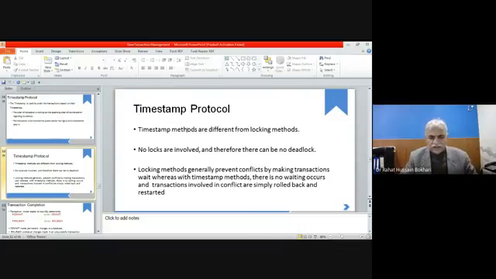For example, a person is looking to change the data, and the same data is acquired by another transaction, and both are waiting on that. They are stuck, and none of them is able to go ahead with the transaction they are looking for. So there is a deadlock. When there is timestamping, no such deadlock occurs. Locking methods generally prevent conflicts by making transactions wait, whereas in the timestamp method no waiting occurs, and transactions involved in conflicts are simply rolled back and restarted. This is a major difference between them.